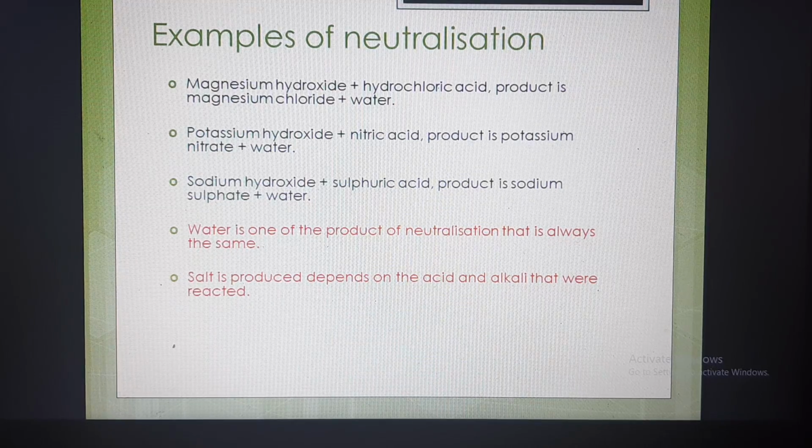So this is the main thing about the neutralization reaction. Generally we can say that for every neutralization reaction, salt and water are formed. The common product of every neutralization is water, but the different product, which depends on the acid and alkali, is the salt.